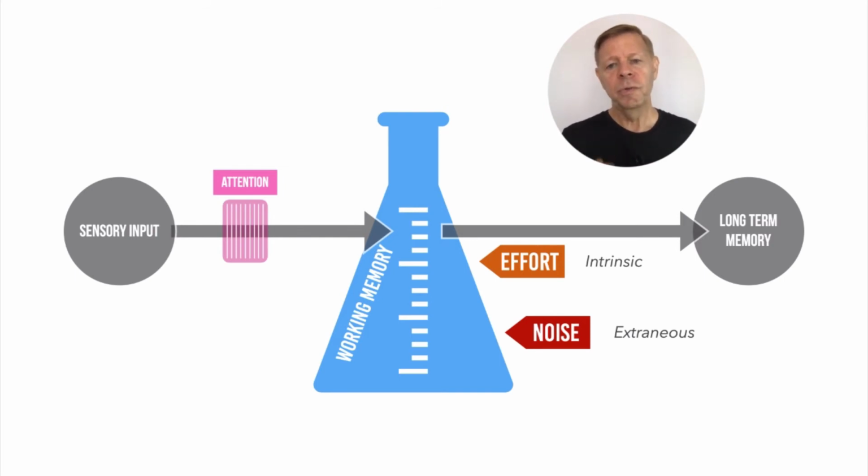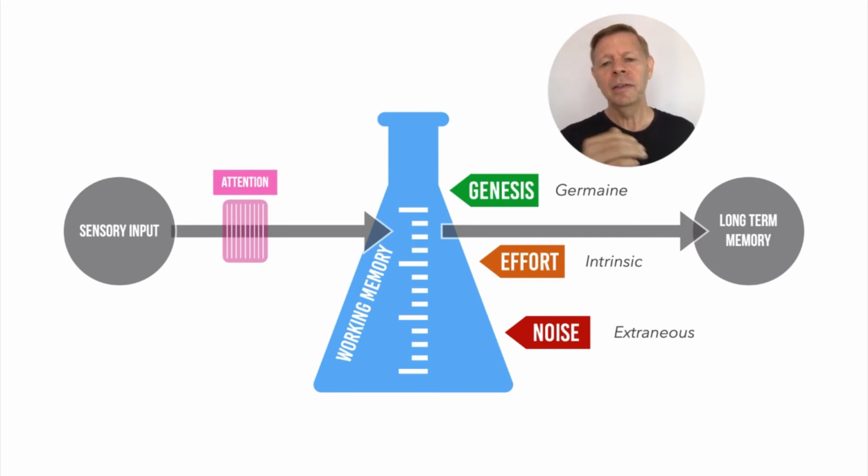Now, those two things, effort and noise, intrinsic and extraneous cognitive load, impact heavily on the capacity for this last one. And this last one is germane load, which I'm calling genesis, or the generative part. It's the part of the working memory that when you connect and get an answer, when you get some clarity or insight from the effort, from the intrinsic load, you get this, I get it, I know the answer, I connect the dots, I know what's going on.